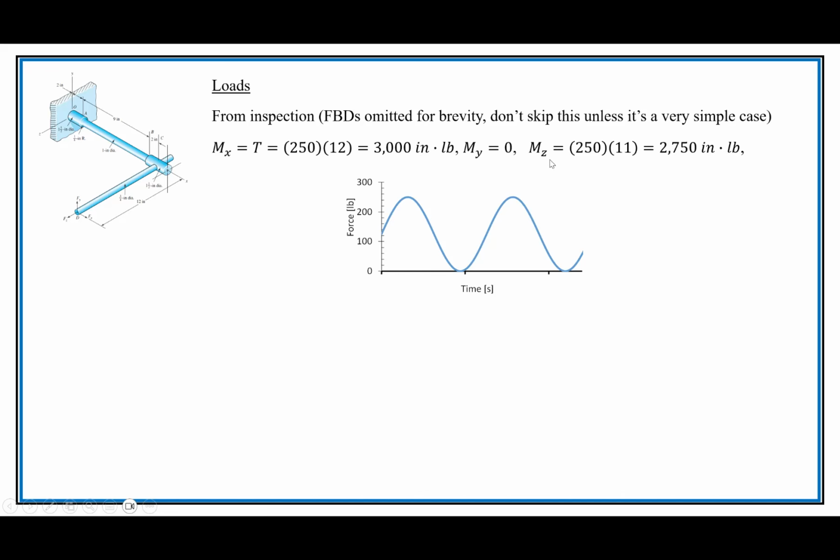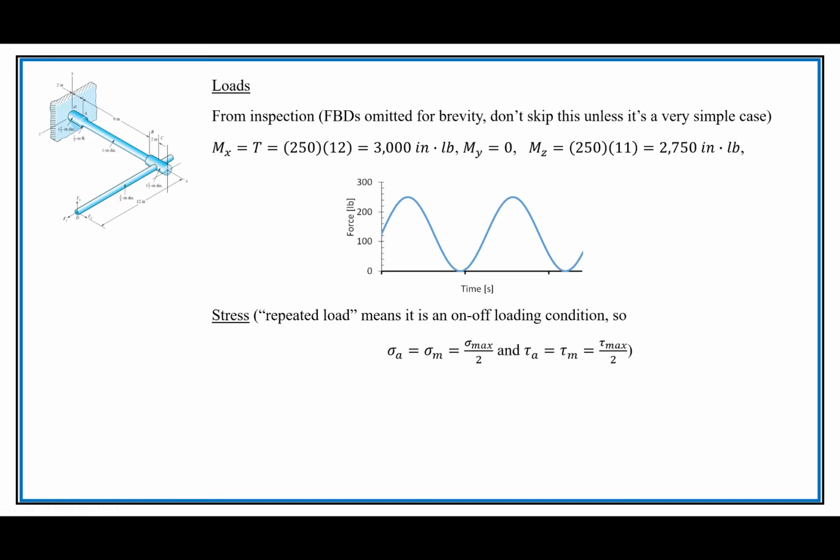And then the moment about the z-axis, which is going to be bending, so it's going to be at the top of right here, the top of this little juncture. About the z-axis is 2,750, and of course they're close to each other because there's 250 times 12, then there's 250 times 11.